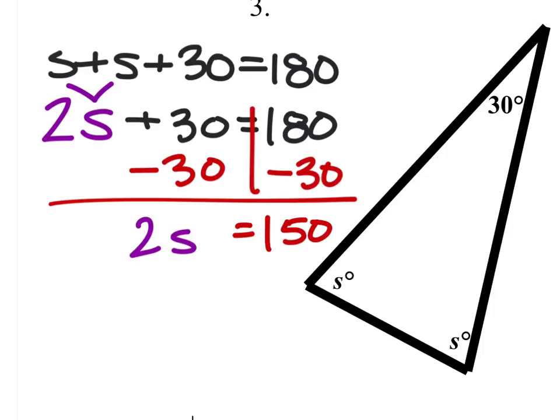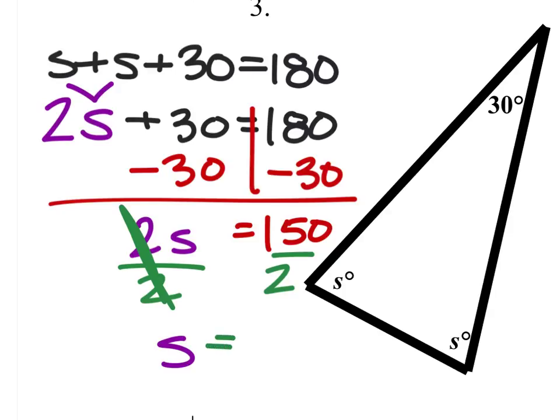And finally, to solve this, I'm just going to divide both sides by 2, which will give me 1S. So you can see here the 2's cancel out, which would give me the 1S. And we see that S now equals 150 divided by 2, which is 75. So that'd be 75 degrees here and here. You can put marks on those if you want to annotate that they are the same. 75 degrees for both.